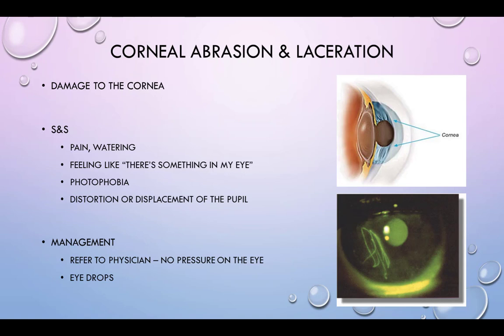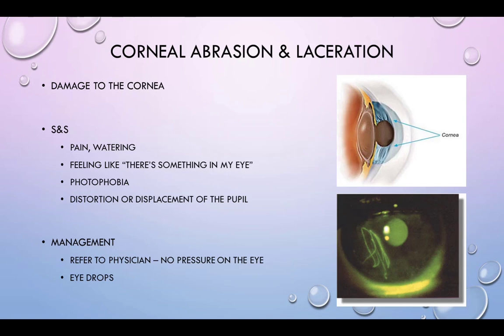A corneal abrasion or laceration results in damage to the cornea. Signs and symptoms include pain and watering, feeling like there is something in your eye, photophobia or sensitivity to light, distortion, and possibly displacement of the pupil.